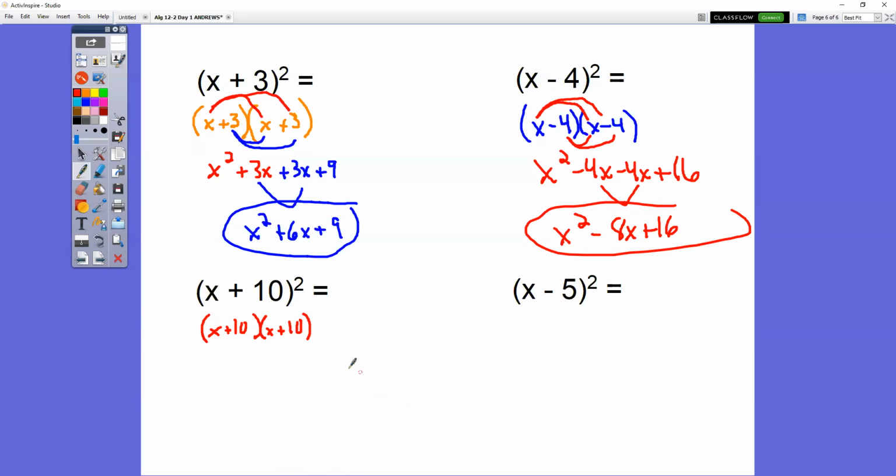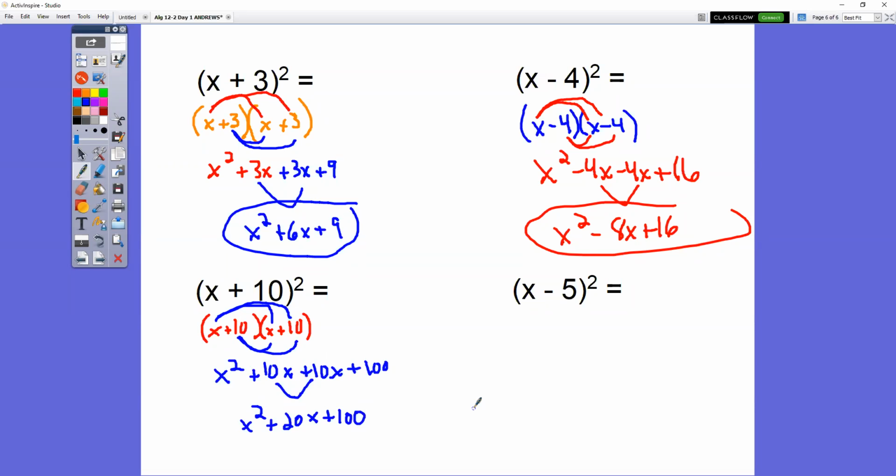So this really means x plus 10 times x plus 10. Distribute, distribute. X times x is x squared. X times 10 is 10x. 10 times x is 10x. 10 times 10 is 100. Add together your outers and your inners. So we would have x squared plus 20x plus 100.